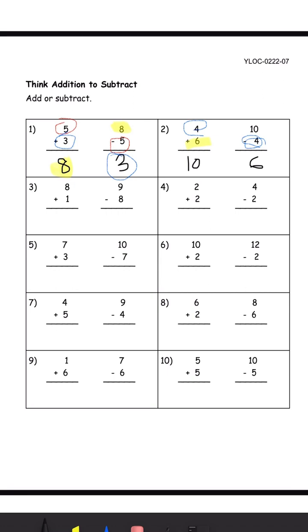Now let's try one more. We're going to do number 10. We have 5 plus 5. 5 plus 5 equals 10. Sorry, that's a 0. And 10, we have 10 over here, minus 5 equals 5. So 10 minus 5 equals 5.